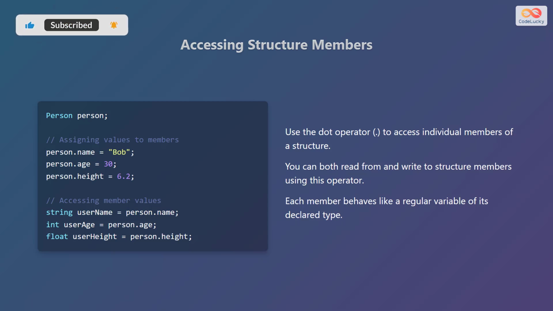Similarly, you can access member values and store them in variables. For example, string username equals person.name. This assigns the value of person.name, which is Bob, to the string variable username. You can both read from and write to structure members using this operator. Each member behaves like a regular variable of its declared type.